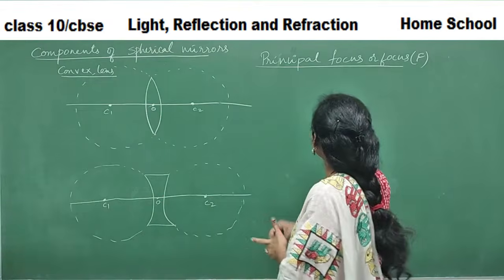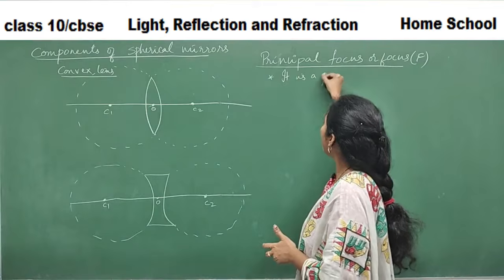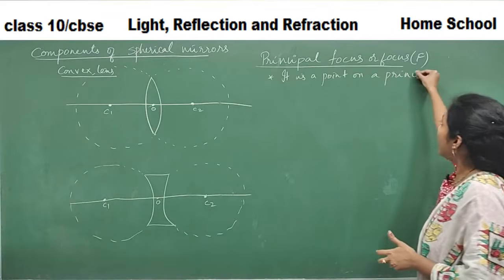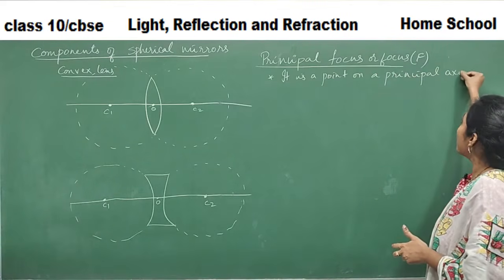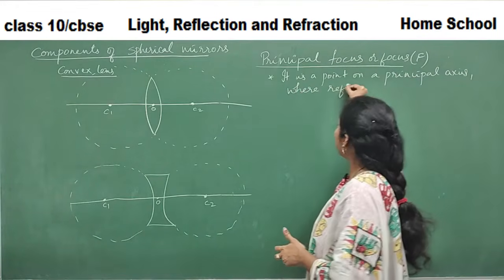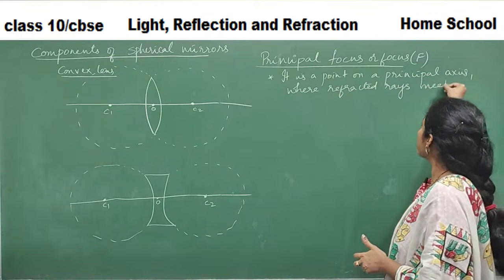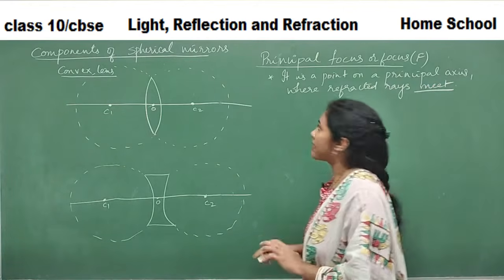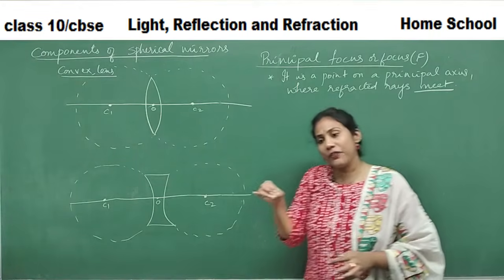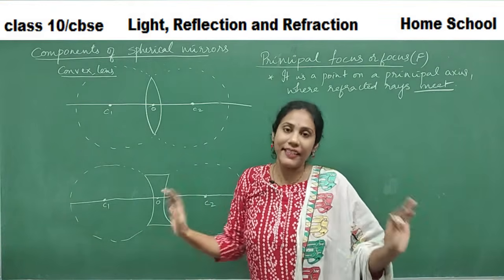First let me write its definition. It is a point on a principal axis where refracted rays meet. Yes or no? Such a point is called focus. It is represented with the letter F. Wherever refracted rays meet up, image formation actually takes place.